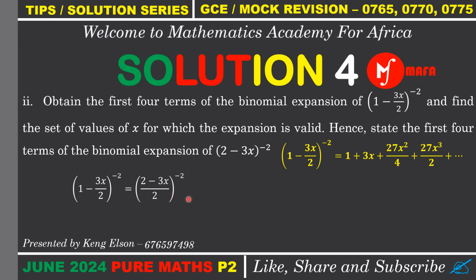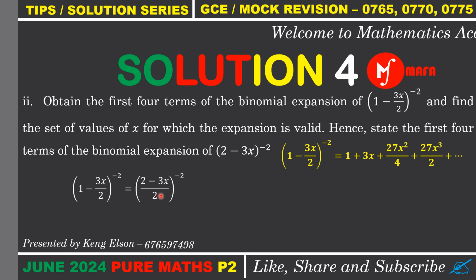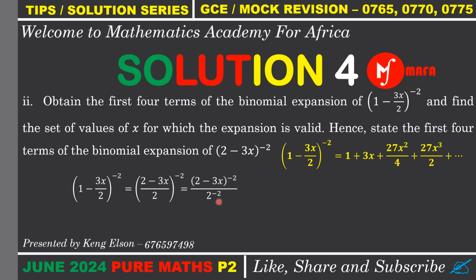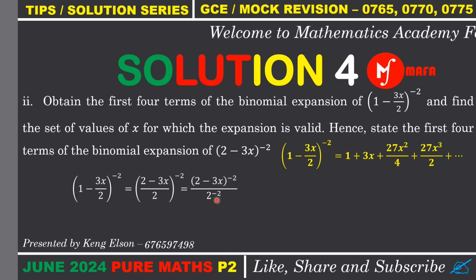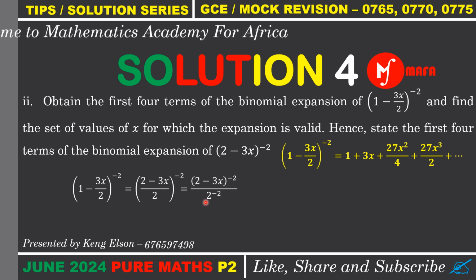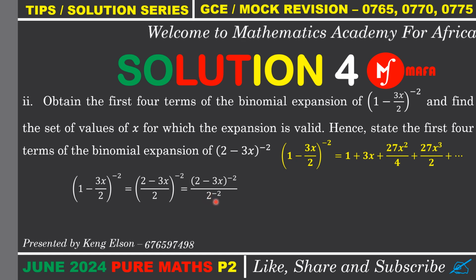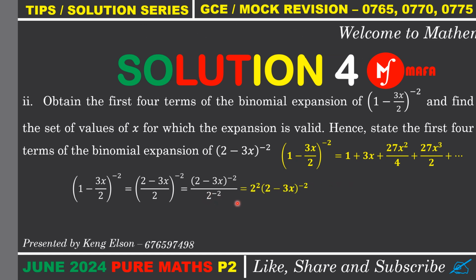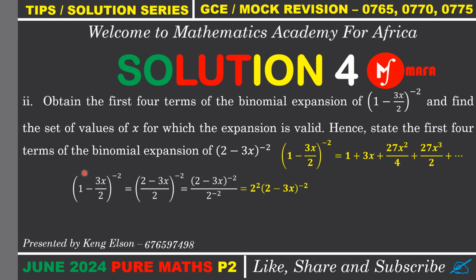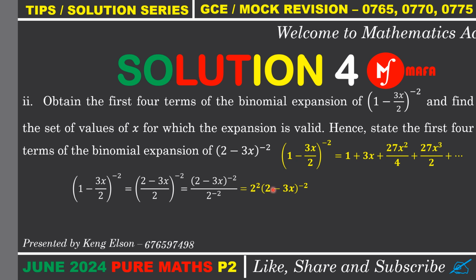From the law of indices, we can separate the numerator and the denominator and attribute the powers to both of them. So you are going to have 2 minus 3x to the negative 2 divided by 2 to the negative 2. Now 2 to the negative 2 is just basically 4 to the negative 1, alright? In fact, 1 over 2 to the negative 2 is equal to 4. It's just 2 to the power. When we send it to the numerator, we have 2 to the power 2, which is 4. Okay, so from here we realize that this guy here is equal to 4 times this guy.